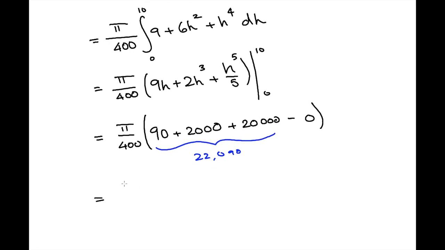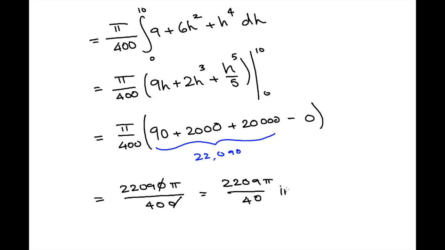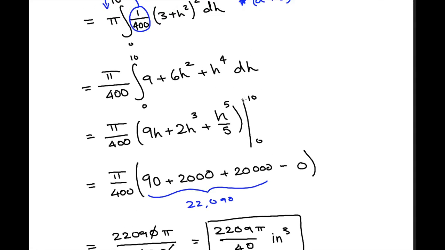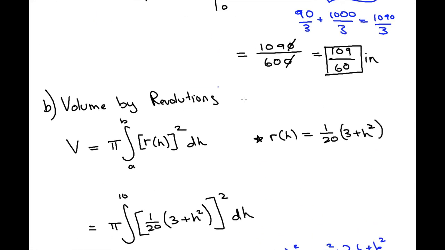And the answer is just going to be 22,090 over 400, and that simplifies. So what we're eventually left with is 2,209 times pi over 40. And the units for this would be cubic inches, because it's a volume. That right there would be our final answer. And that's part B. Sweet. So that's 2 down, just 1 more to go.